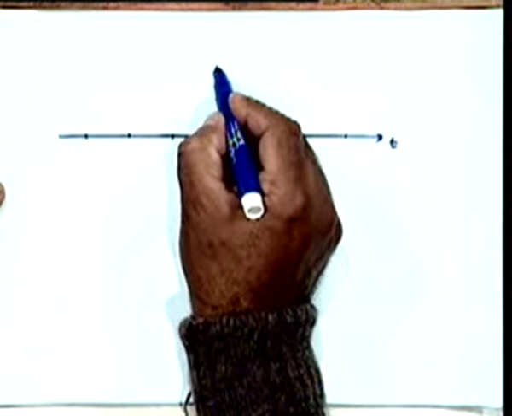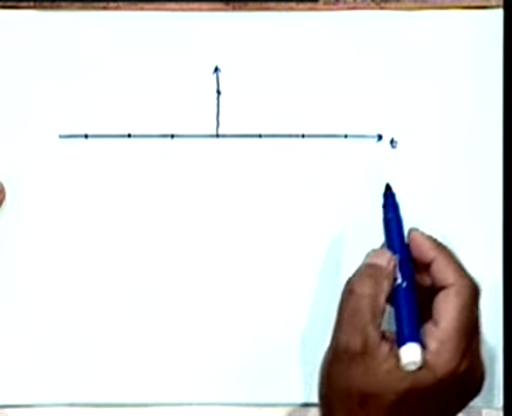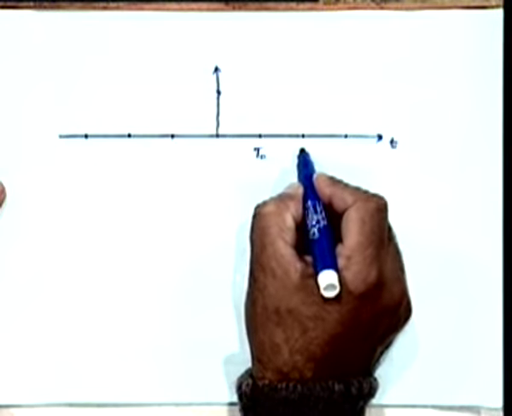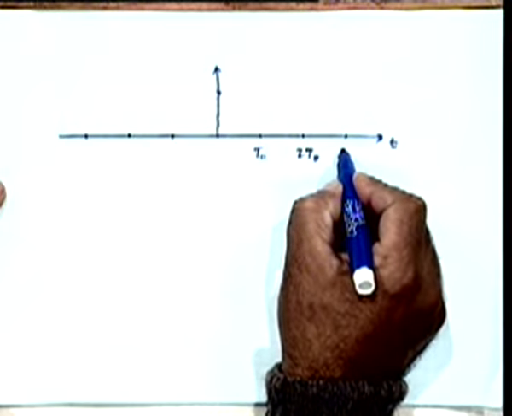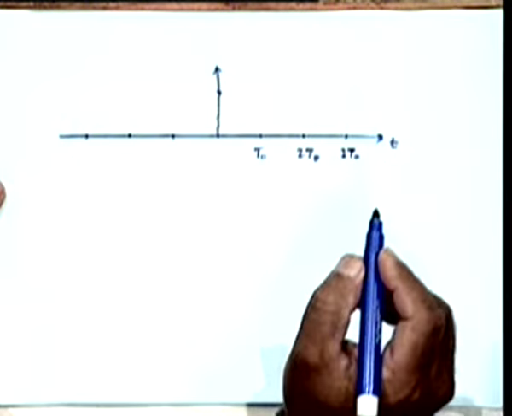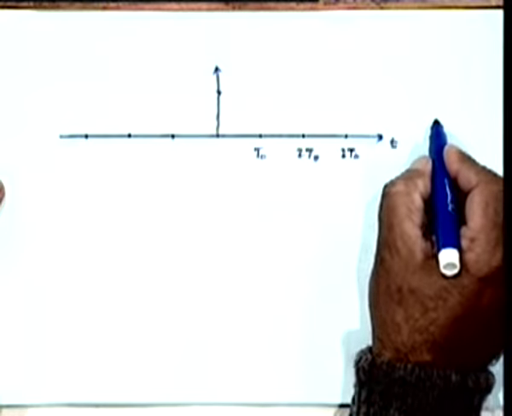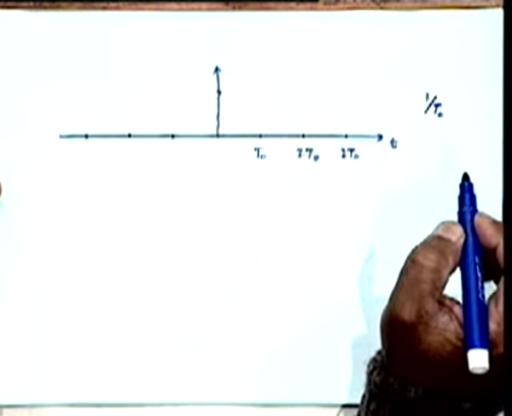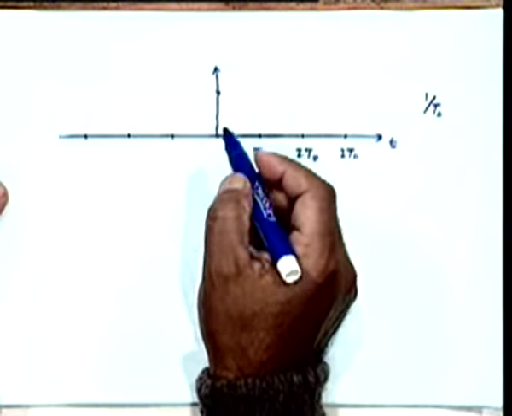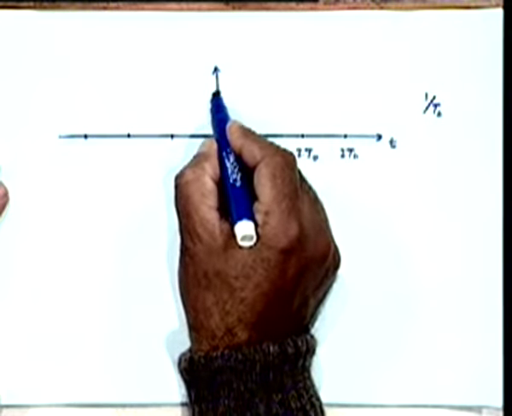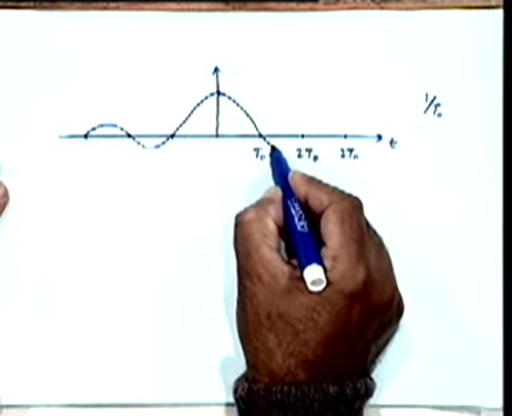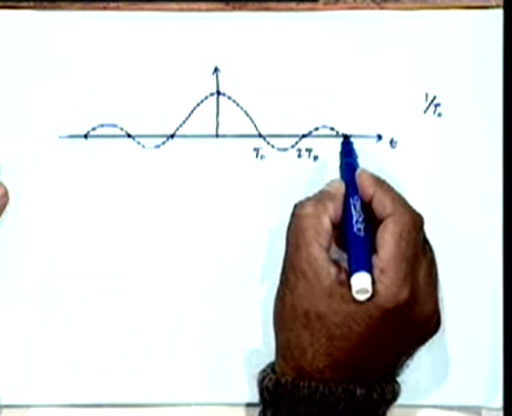The next question is, suppose I ask you, what is the smallest bandwidth pulse such that, very good, smallest bandwidth pulse with bandwidth 1 by t0, which will pass through these points. It is a sync pulse. Very good. The smallest bandwidth function which will pass through these points is the sync function.